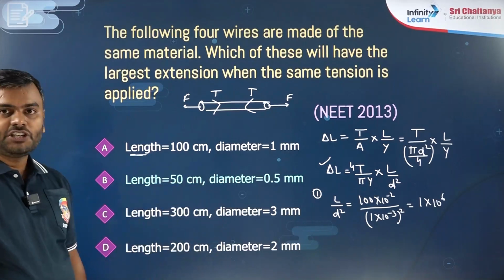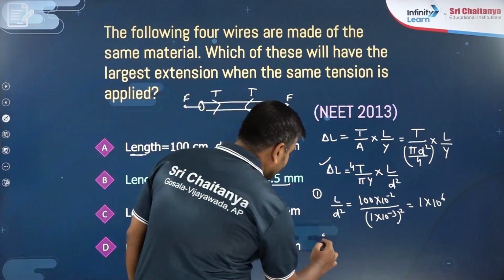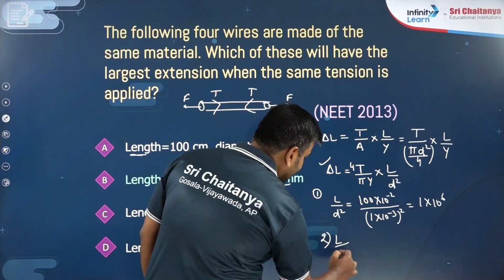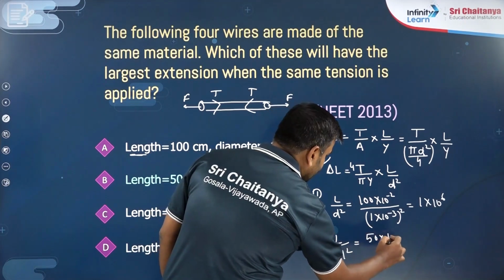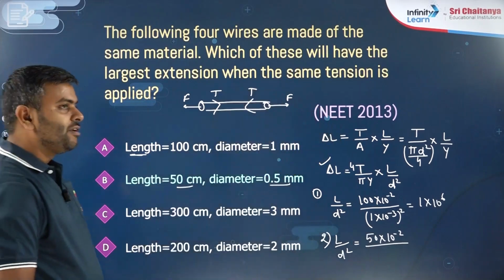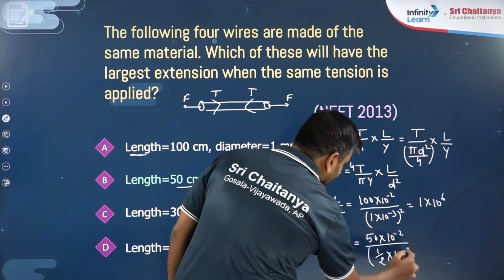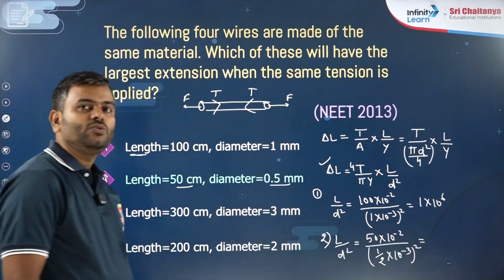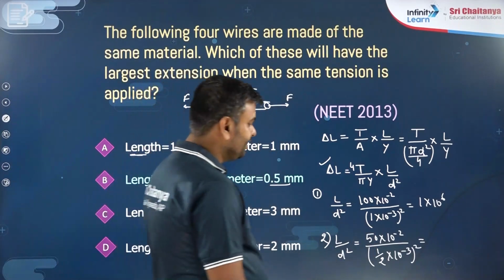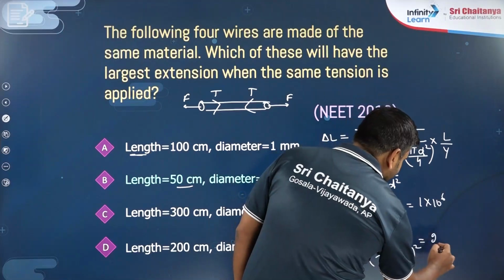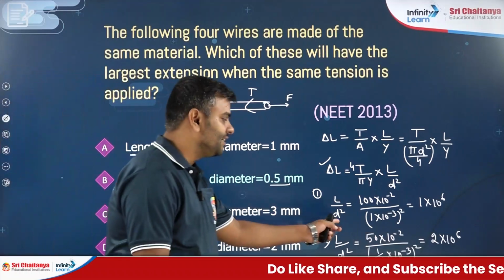The second wire dimensions are given, which are 50 centimeter and 0.5 mm. For L by d square, it will be 50 into 10 to the power minus 2 divided by 0.5 mm. 0.5 mm means 1 by 2 into 10 to the power minus 3, whole square. That 1 by 2 whole square becomes 1 by 4, and that 4 we can multiply with 50, which gives 200. So finally we are getting 2 into 10 to the power 6, which is greater than the first one.